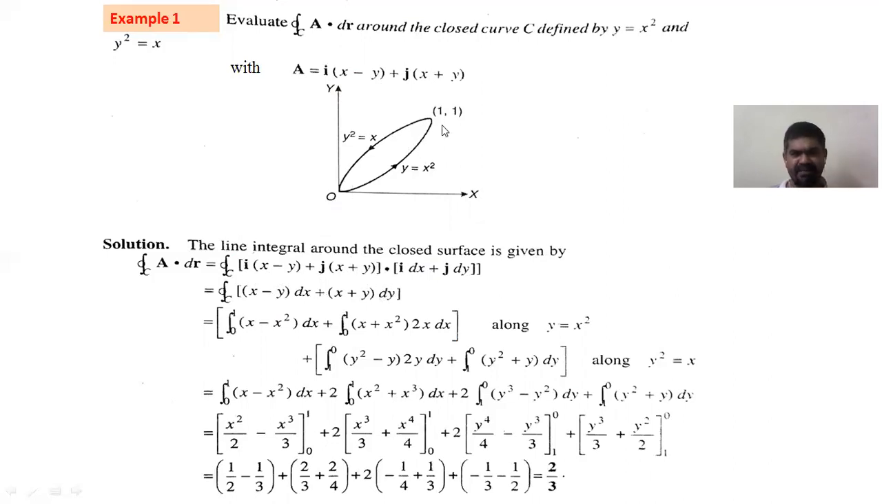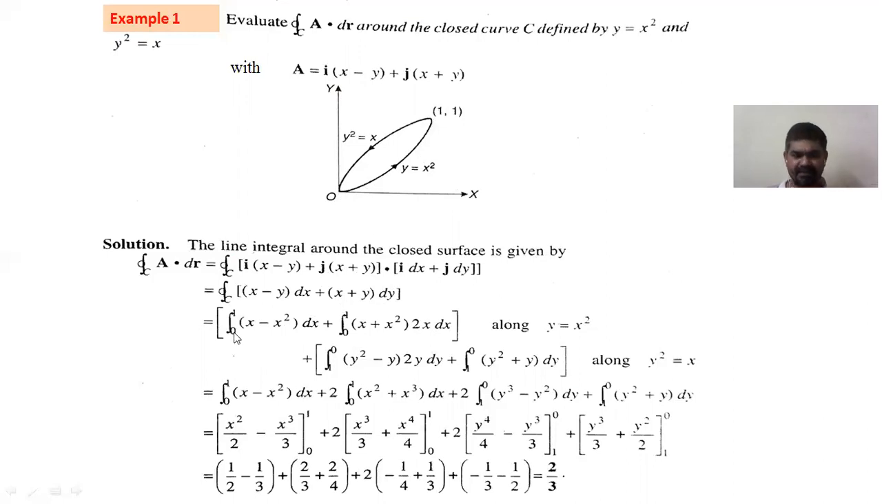First path: you take the curve y equals x square. In that curve, the value y is replaced with x square in the integral function. Therefore, y is replaced with x square, within the limits 0 to 1, because this path is along from 0 to 1.